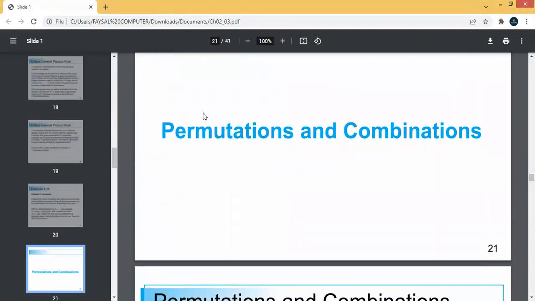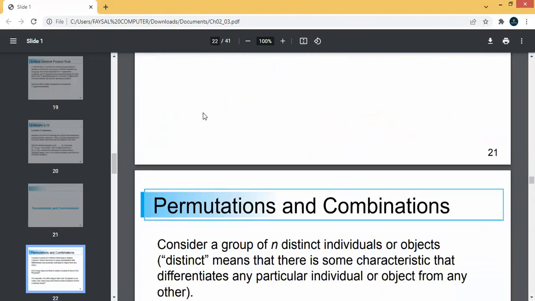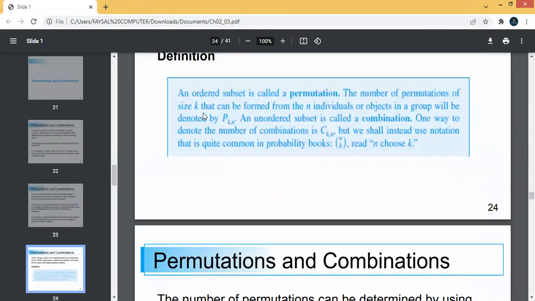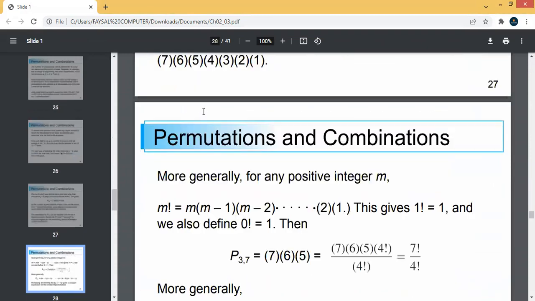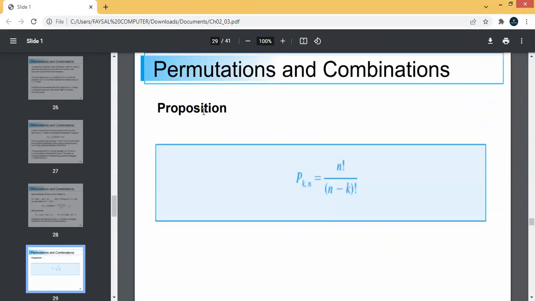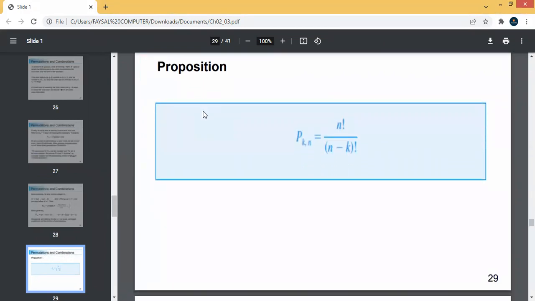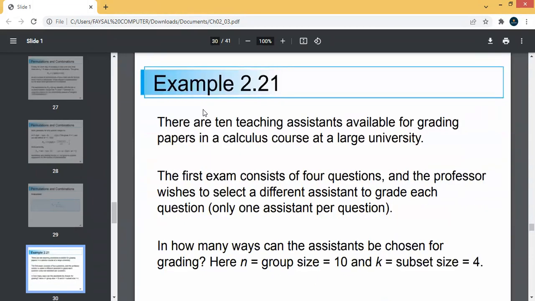Now permutations and combinations, the next topic. Okay, permutations. Moving towards the example. The simple permutation is basically n permutations taken k at a time. Now there are 10 teaching assistants available for grading papers in a calculus course at a large university.